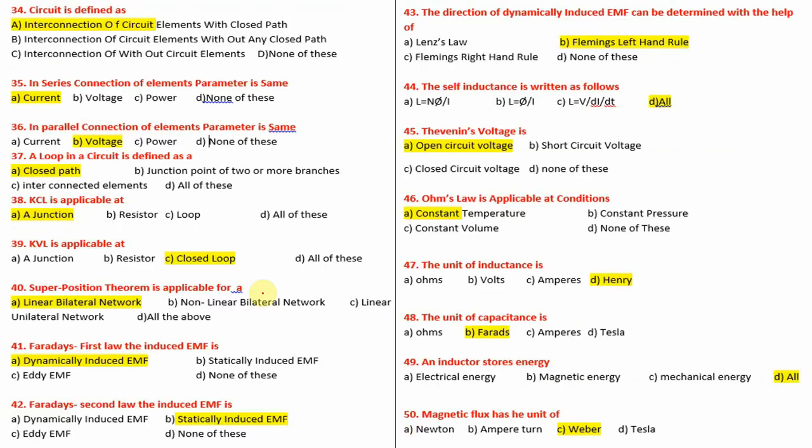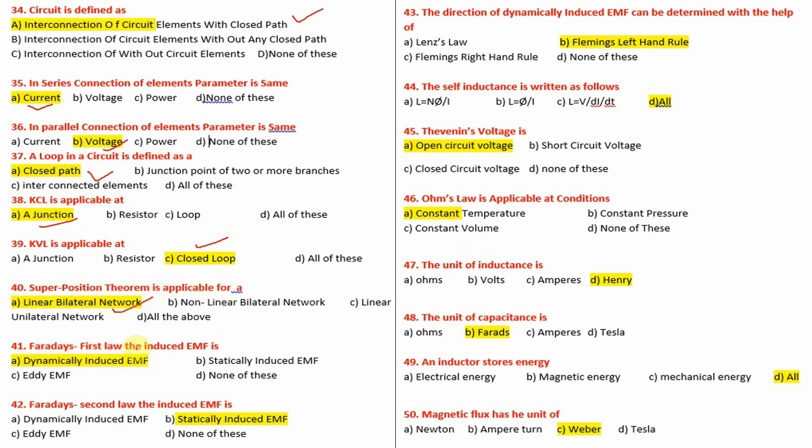Next, a circuit is defined as an interconnection of circuit elements with a closed path. This is the first. In a series connection, the element parameter that is the same is current. In a parallel connection, voltage is the same. A loop in a circuit is defined as a closed path. KCL is applicable to a junction. KVL is applicable to a closed path. Superposition theorem is applicable for a linear bilateral network.